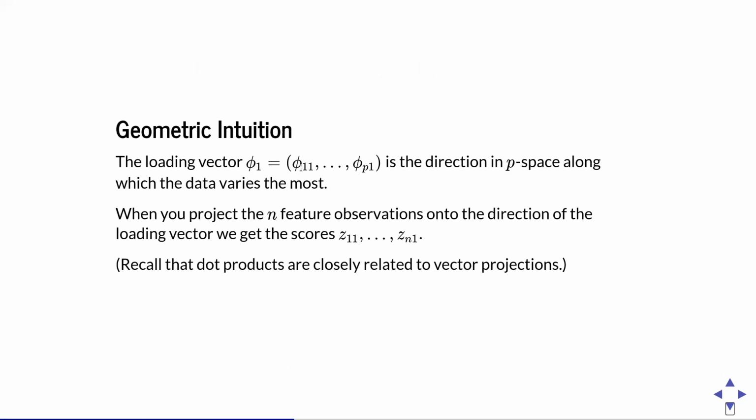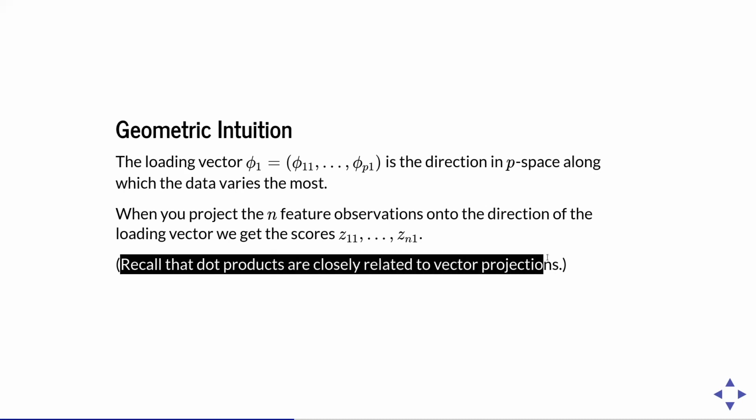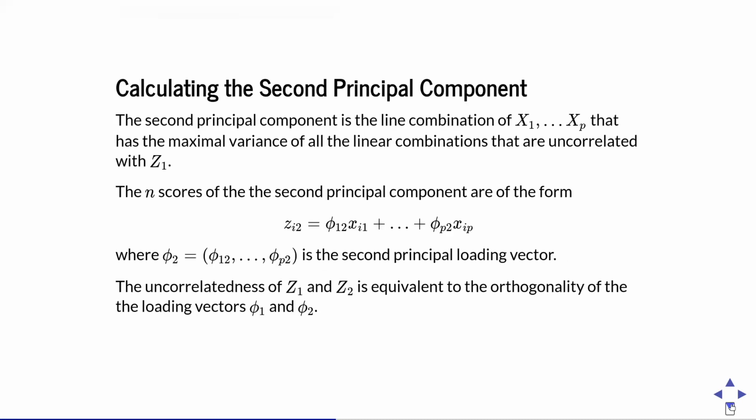So this is the vector, which is a direction in p space. And if you project all of our feature observations onto that, the distance from the origin for each of those projections is simply going to be the scores. You don't have to worry about that too much. I think it is intuitively clear that this is the direction along which the data varies the most. And one thing to keep in mind is whenever you see dot products, you can typically make some kind of statement about projections.